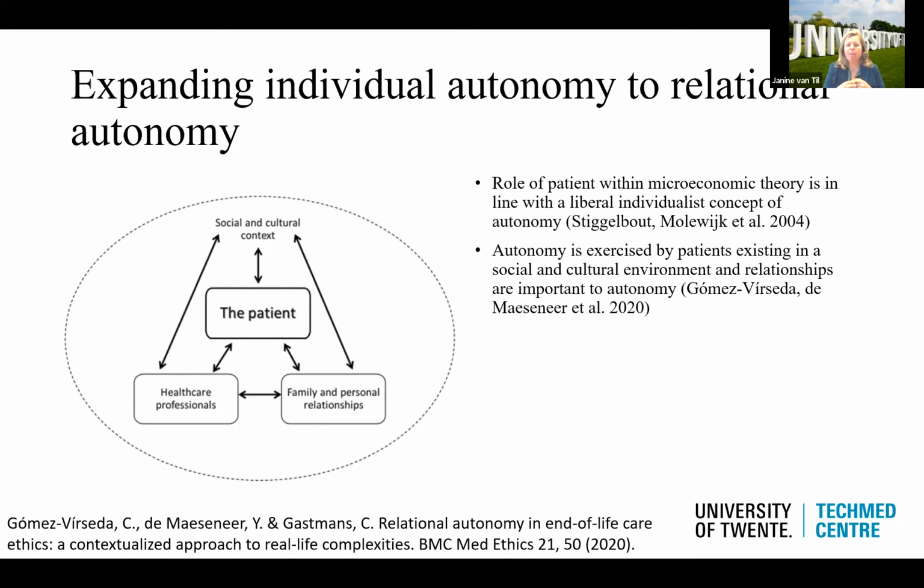I think this example of the relational account of autonomy addresses the complexity of real-life interactions, and it acknowledges that autonomy is embedded in a wider context. So this is a challenge when we relate this to the concept of autonomy as we think of it in health preference research.